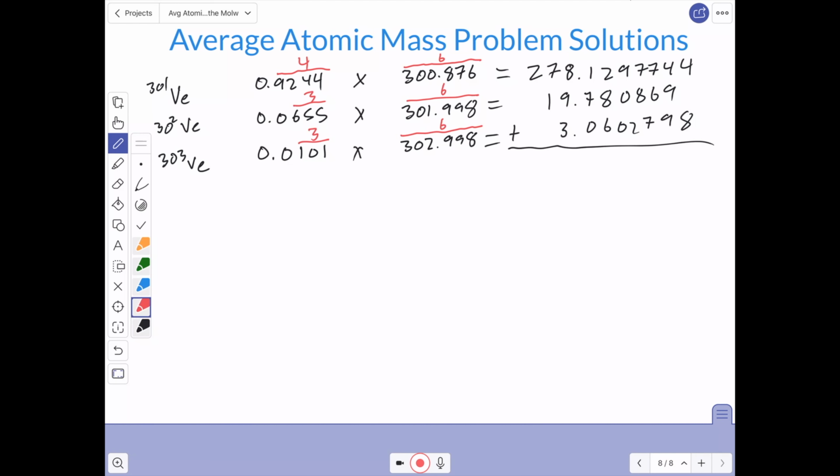Let's mark where our sig figs go. We're going to have 4 here. 1, 2, 3, 4. 3 here. 1, 2, 3. 3 here. 1, 2, 3. Vertical line's going to go right down here. Let's add that up with our calculator. 278.12977 plus 19.780869 plus 3.0602798. Enter. Here we go.